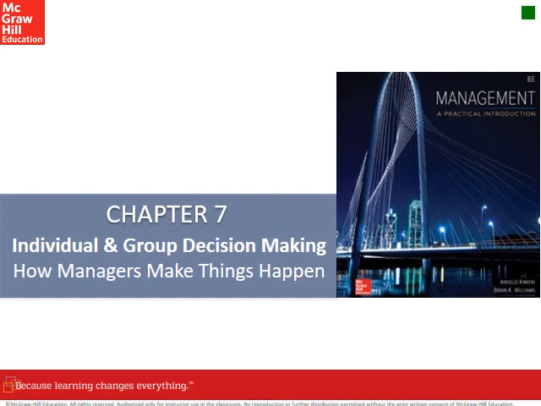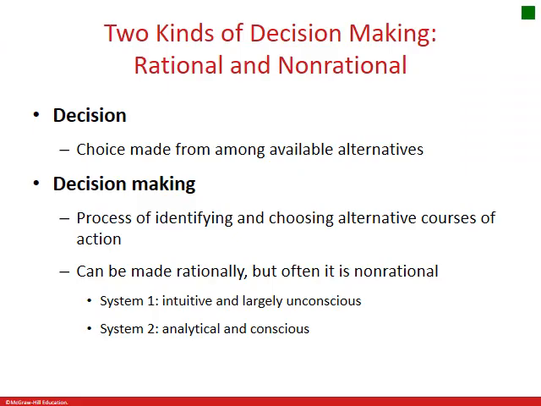In Chapter 7, we're going to shift our focus to individual and group decision making. As we all are familiar with, a decision is a choice made from among available alternatives. Decision making is a process of identifying and choosing alternative courses of actions. Decisions can be made rationally, but often decision making is non-rational.